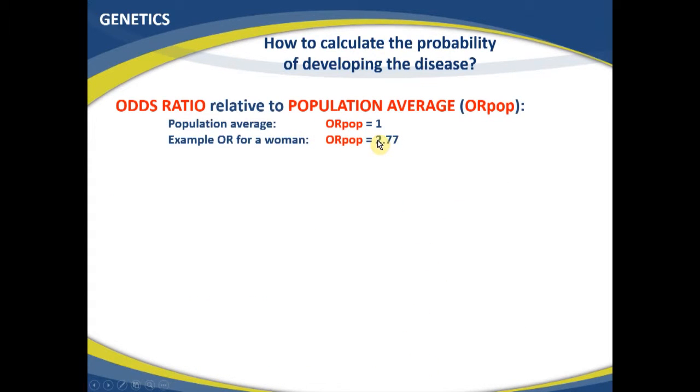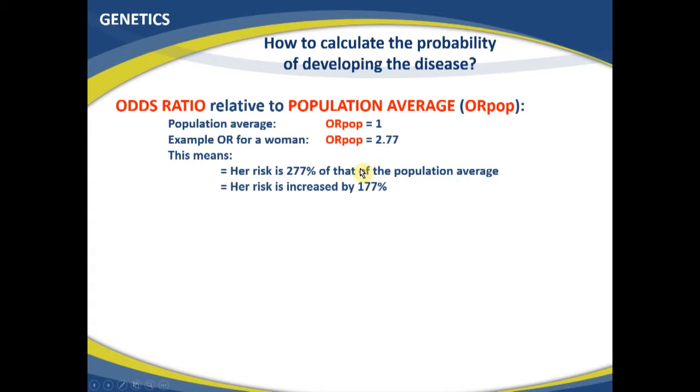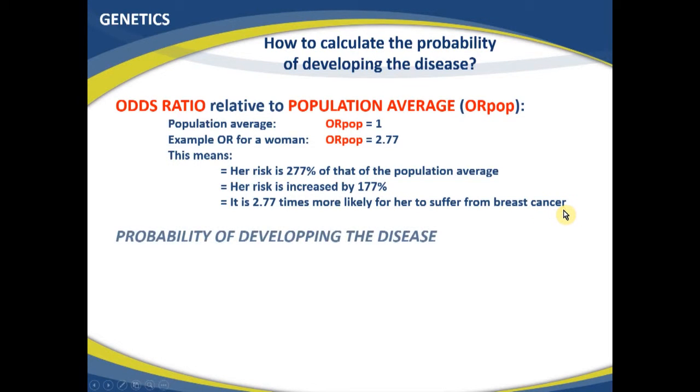And now let's look at what does this mean for disease likelihood. Her risk is 277% of that of the general population. Her risk compared to the general population is increased by 177. It's the same thing, just different words used. And it is 2.77 times more likely for her to suffer from breast cancer.